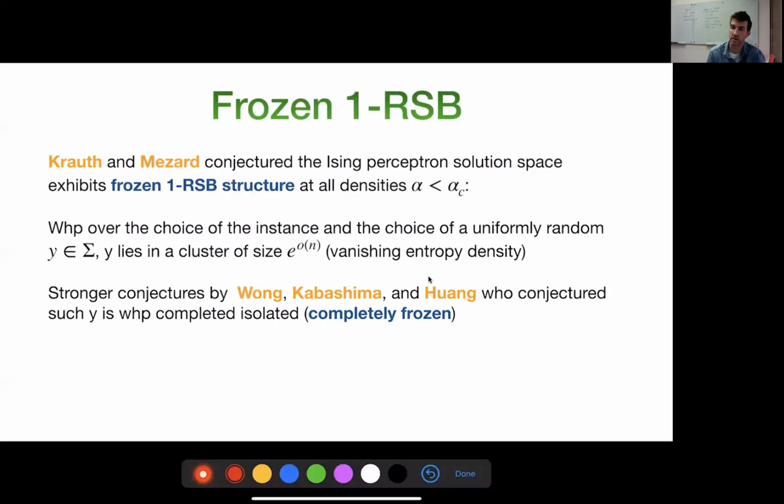There were even stronger conjectures made in the physics literature, where they conjectured, in fact, that with high probability typical solutions are completely isolated. There's no nearby solution at even linear Hamming distance. And we would say solutions are completely frozen. And this is called the frozen 1RSB picture.